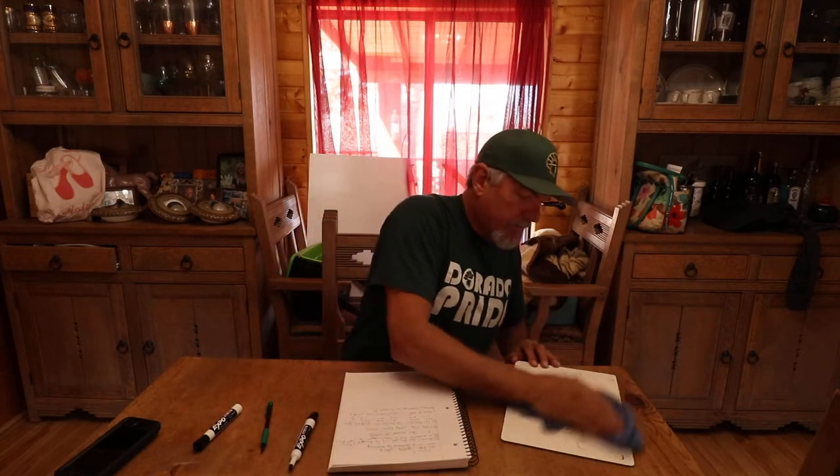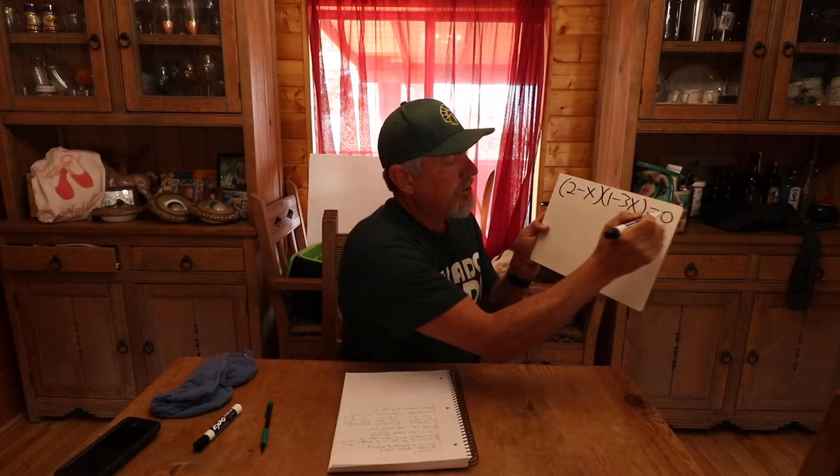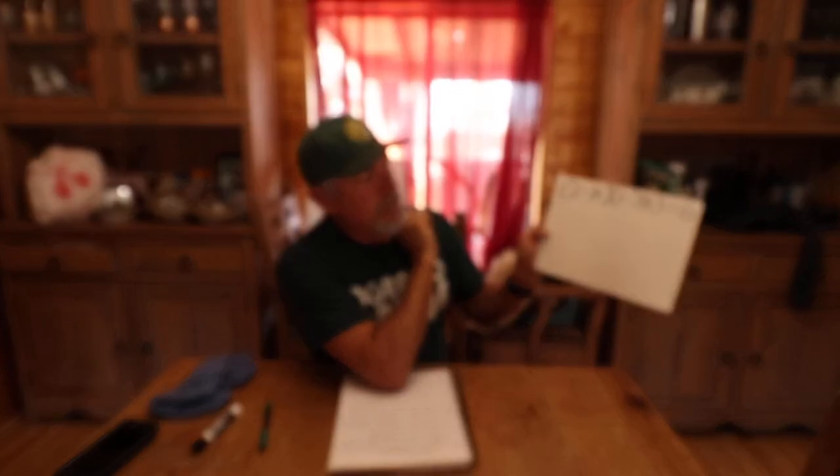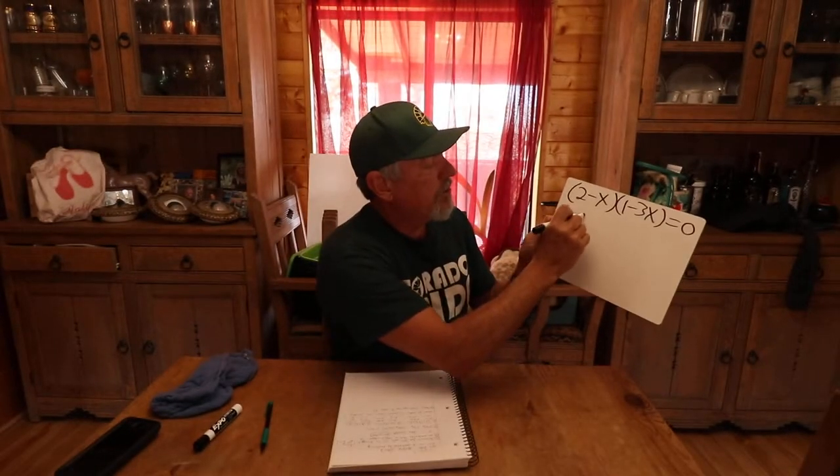Example number 3, which is the last example. Again, we get to start with a factored quadratic. Quadratic just means power of 2. 2 minus x times 1 minus 3x equals 0. Same steps as the other two examples. Break them into two problems.